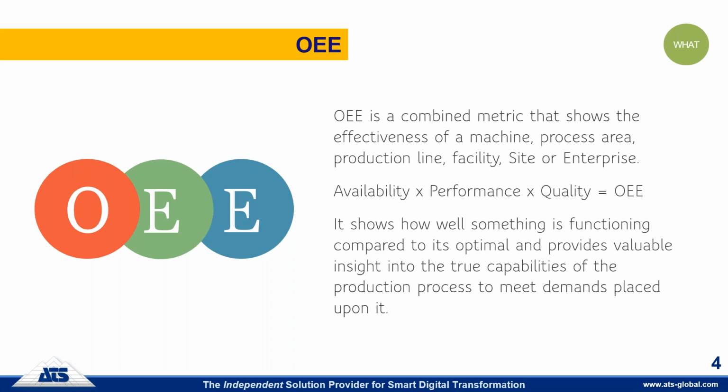OEE is a combined metric that shows the effectiveness of a machine. So it's overall equipment effectiveness. You can use it on a machine, a process area, a production line, a facility, site, or enterprise. The calculation that we prefer is availability times performance times quality is OEE. It shows us how well something's functioning compared to its optimal and provides valuable insight into the true capabilities of the production process to meet the demands that we're placing upon it.